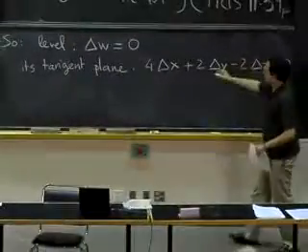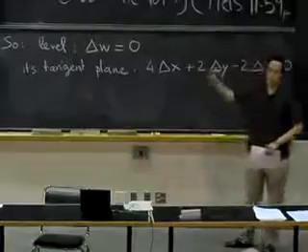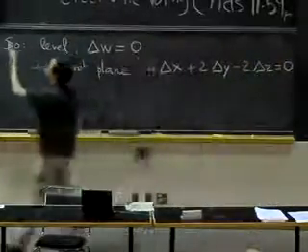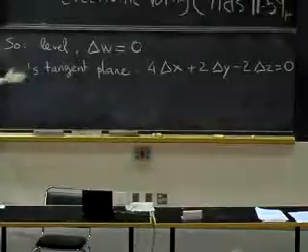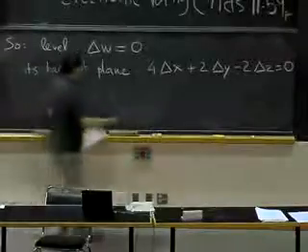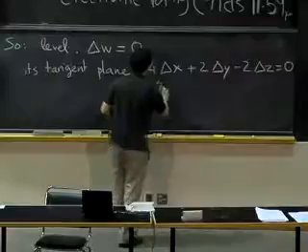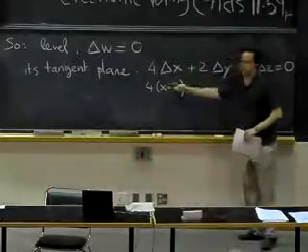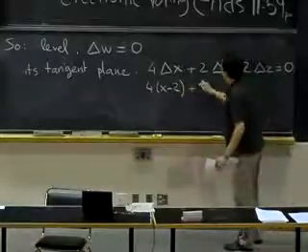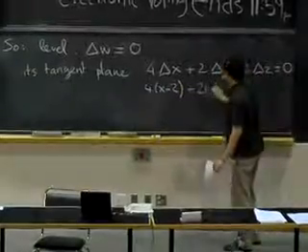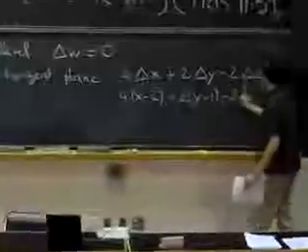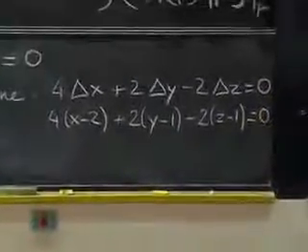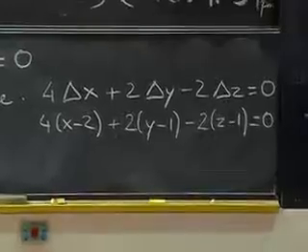And what's delta x? Well, that means it's the change in x. So what's the change in x here? We started with x equals 2, and we moved to some other value x. So that's actually x minus 2. Right? That's how much x has changed compared to 2. And 2 times y minus 1 minus 2 times z minus 1 equals 0. That's the equation of the tangent plane.